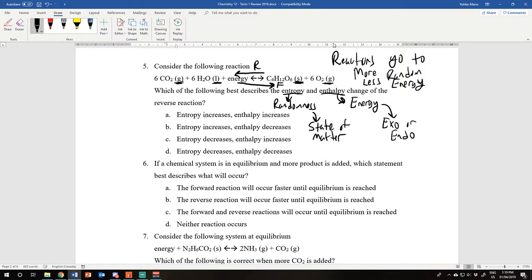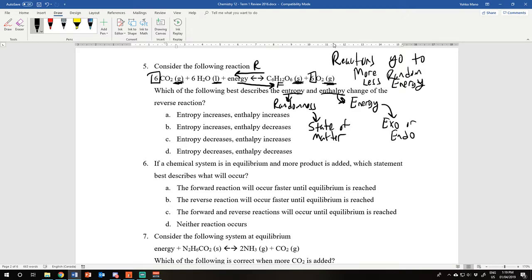Basically, because we have a gaseous state here and a gaseous state there, the amount of randomness provided by the gases is kind of nullified. Even more so because we have 6 gas molecules on the product side and 6 gas molecules on the reactant side. So the amount of randomness due to the gas molecules is effectively the same. So that doesn't matter. What matters then is the other materials.